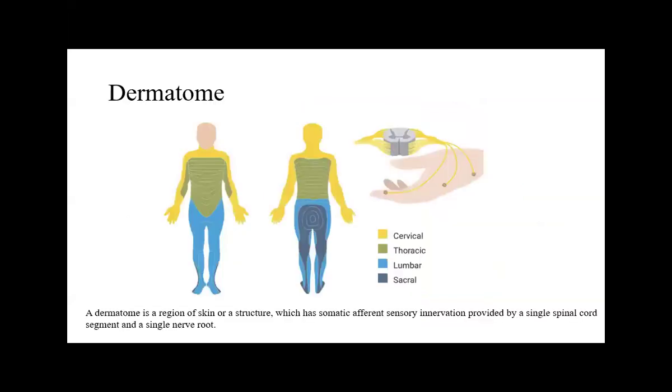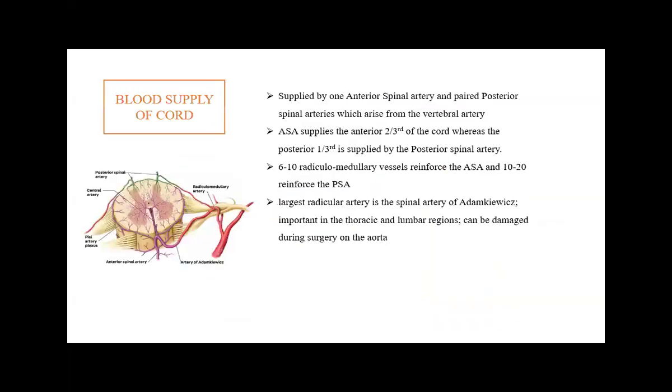A dermatome is a region of skin or a structure which has somatic afferent sensory innervation provided by a single spinal cord segment and a single nerve root. So this region is the cervical dermatome, this is the thoracic dermatome, and the lumbar dermatome and the sacral dermatome.